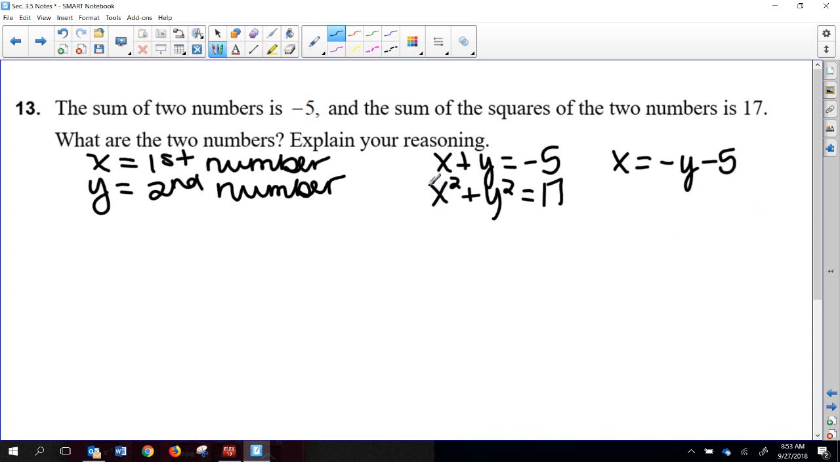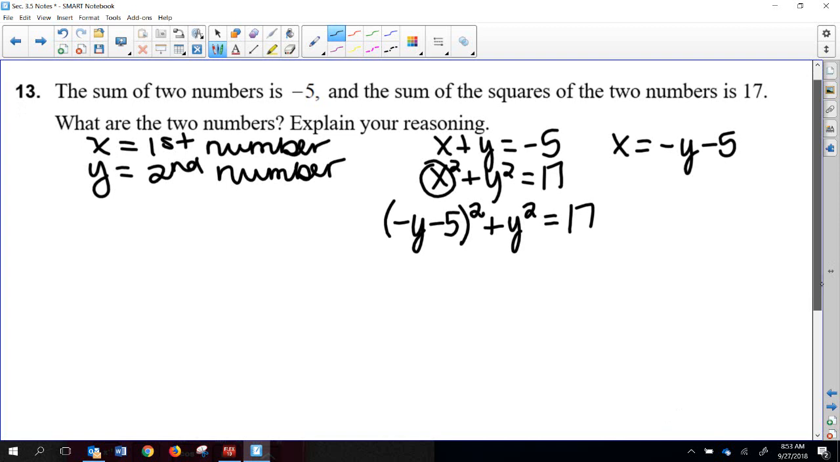Now, wherever I have an x in this equation, in that circle, I have to replace it with this. So this is going to become -y minus 5, parentheses, it gets squared, plus y squared equals 17. All right, so now we're going to have to square that. So let's think of how we could square that out. I'd love for you to be able to do it very quickly.